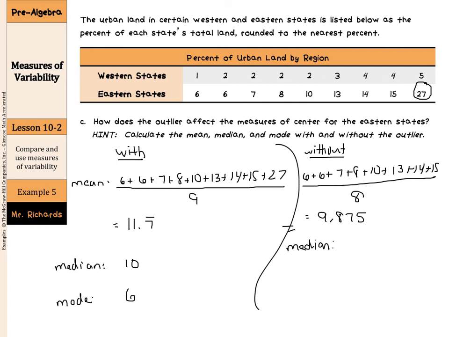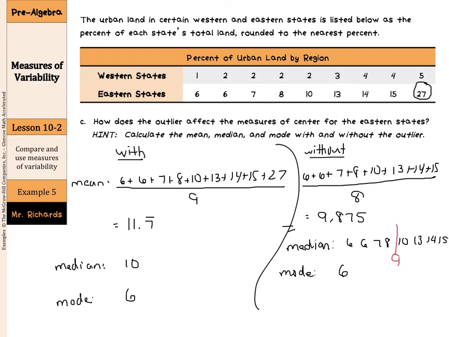Next we have our median. And if I just look at these terms again, 6, 6, 7, 8, 10, 13, 14, and 15, now I should expect my median, since I only have 8 terms, to be in between the 4th and the 5th term, which is right here. So my median this time would be 9, and it also got smaller. Lastly, let's look at our mode. Well, I still only have that 6 twice. That's the only mode, so we can say the 6.